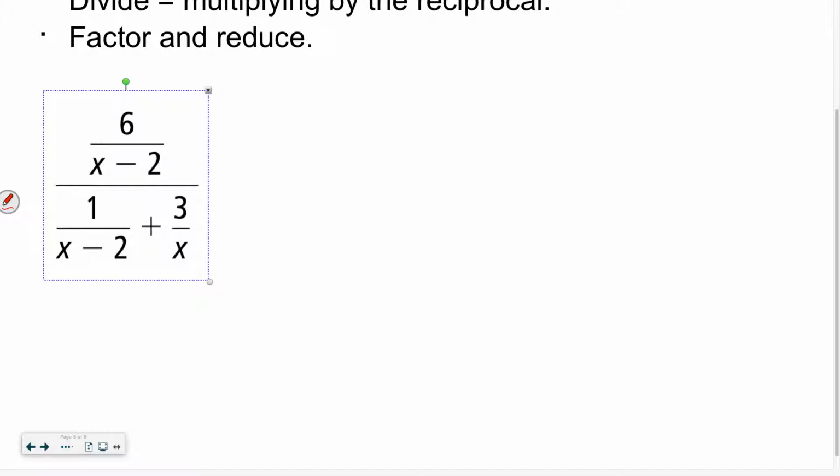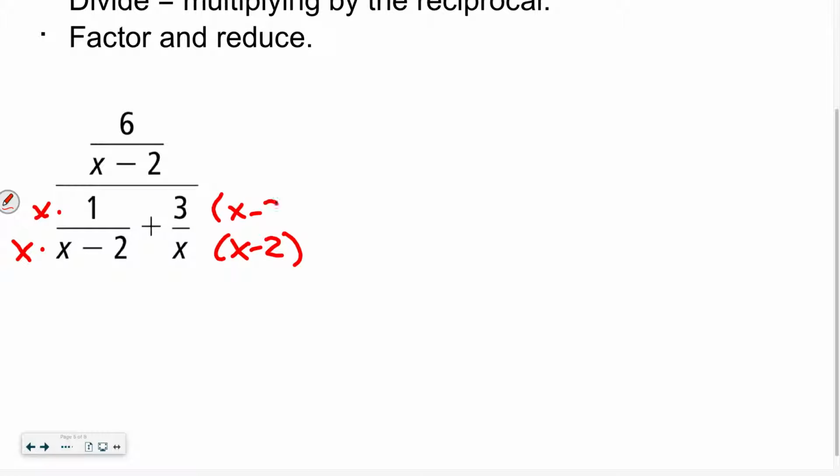So what is this first fraction missing in the denominator? An x. What's the second fraction missing? X minus 2. Why is the first one missing x? Because it has a factor of x minus 2, but it doesn't have a factor of x. Remember, there's a difference between terms and factors. Just because it has a term of x does not mean it has a factor of x.